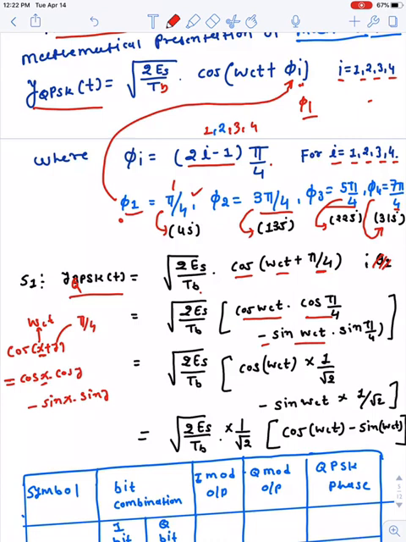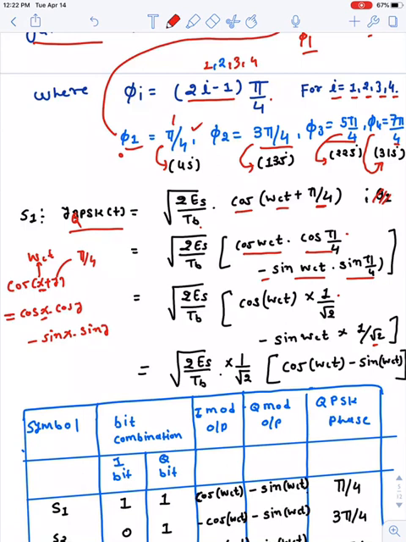Now, if you replace cos pi by 4 with its value, 1 by square root 2, and sin pi by 4 also 1 by square root 2, and if you take it common, our equation can be modified as square root of 2 Es by Tb into 1 by square root 2, and the part left over here would be cos omega c t minus sin omega c t. So the sine is inverted and then added to cos omega c t. We can say like this.